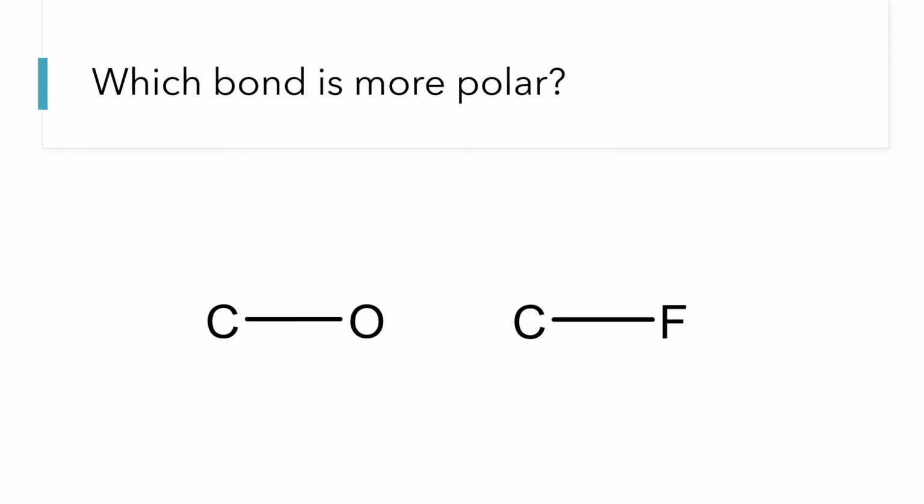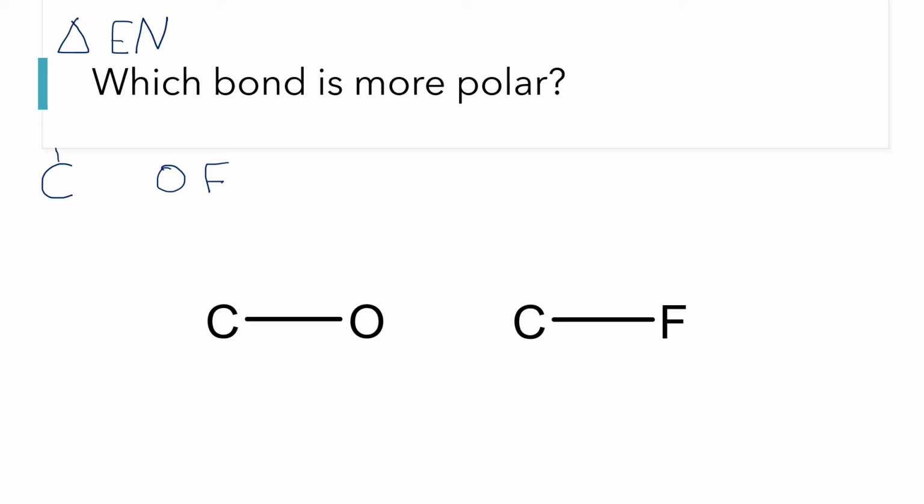To answer the question of which one of these bonds is more polar, we need to consider the difference in electronegativity of the two atoms that are involved in the bond. We could do this by looking up the numbers, or we can probably do this just by thinking about the periodic trend for electronegativity. If you look at the periodic table, carbon is farthest to the left, and then after carbon comes nitrogen, and then there's oxygen, and then fluorine is right next to oxygen. The electronegativities get bigger as we go to the right. So fluorine has the biggest value, oxygen's in the middle, and carbon is the smallest.